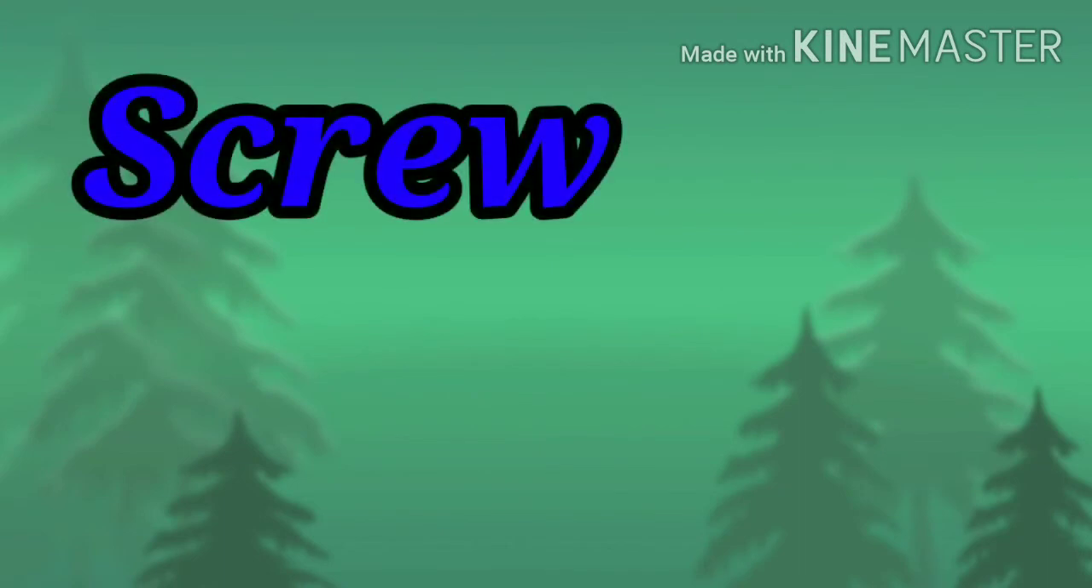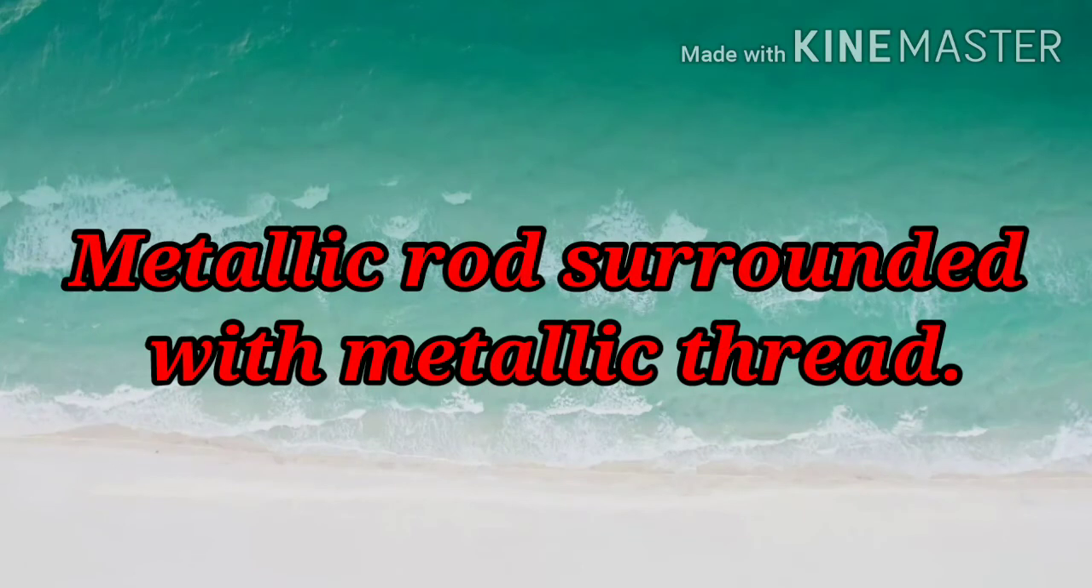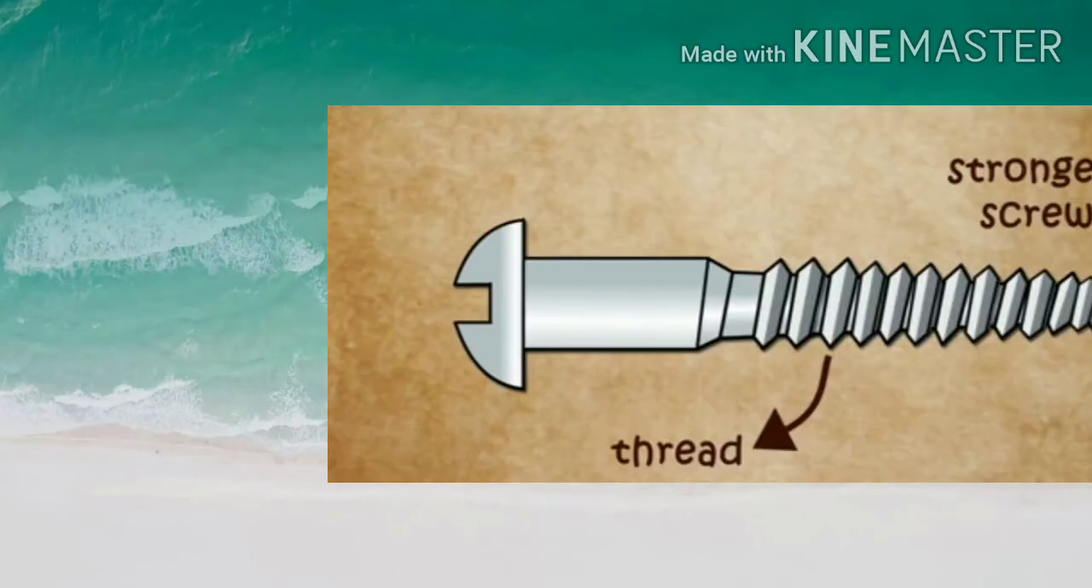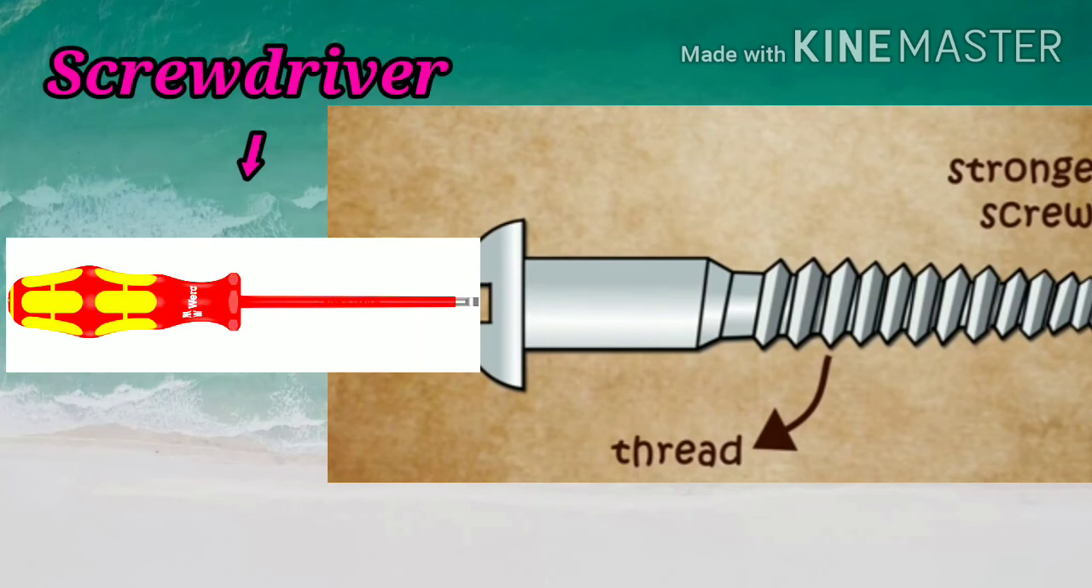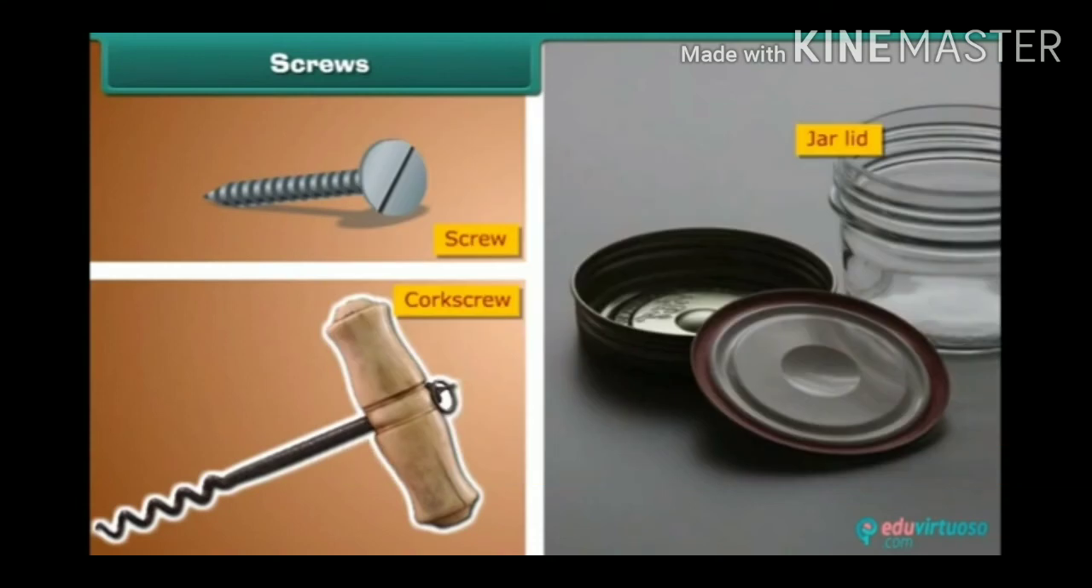The next one is screw. It is a metallic rod surrounded with metallic thread. One side of the rod is flat and used to rotate the screw. The other side is pointed. A screwdriver is used to push the screw forward by rotating it. For example, jar lid, screw, corkscrew.